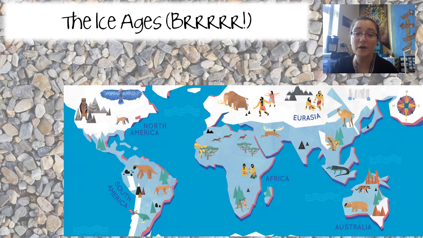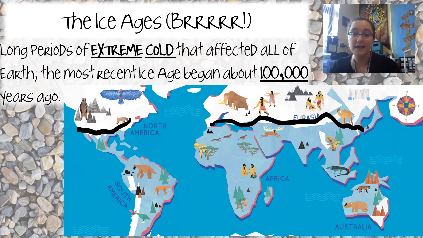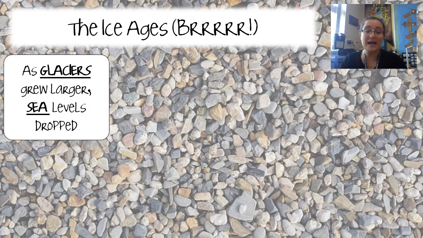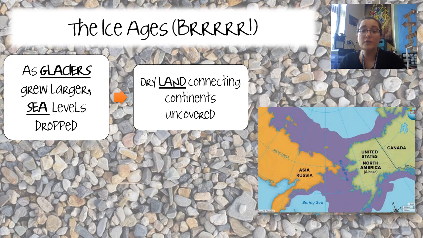Now we get to a period called the Ice Ages, which were long periods of extreme cold that affected all of Earth. And the most recent Ice Age began about 100,000 years ago. And during this time, we see glaciers, which are big sheets of ice that covered lots of the land. As glaciers grew larger, the sea levels dropped, and there was dry land connecting the continents that was uncovered. We saw a little bit of this in our map work that we did in class.